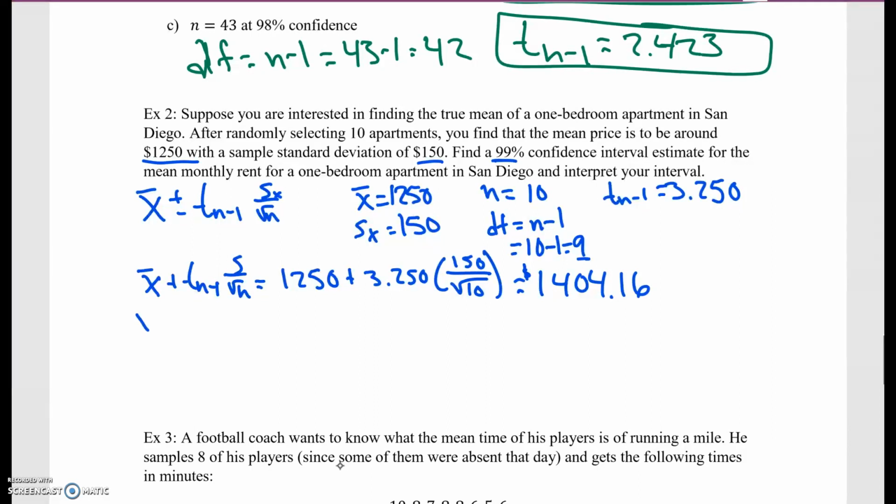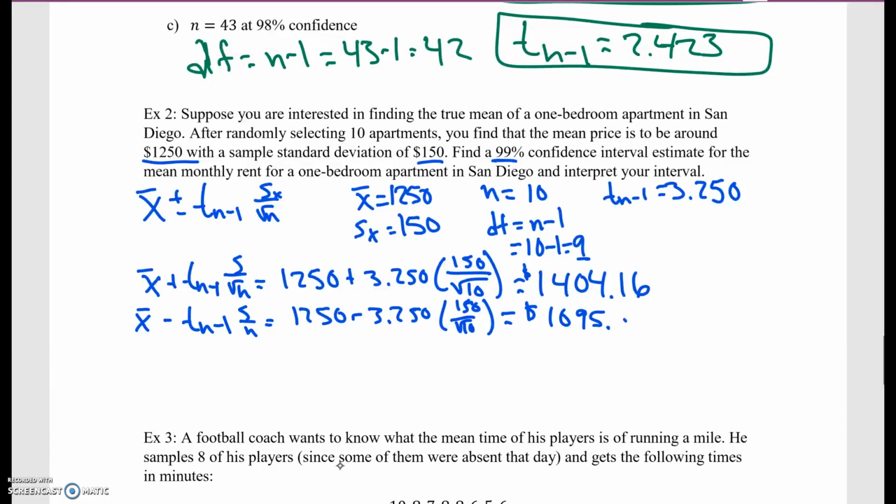This is in dollars, and now we're going to do it for the minus. We're going to do everything the same way that we did. So 1250 minus 3.250 times 150 divided by square root of 10. Everything is exactly the same; we're just changing the plus to a minus. What I ended up getting was 1095.84. So basically our interval is 1095.84 and 1404.16. Do not convert this to a decimal. I always see this. This is dollars.